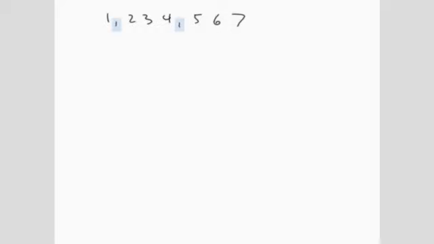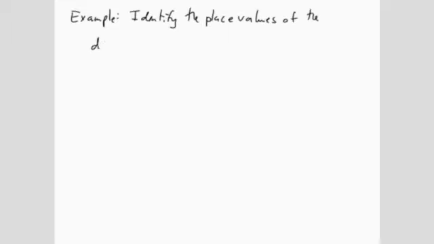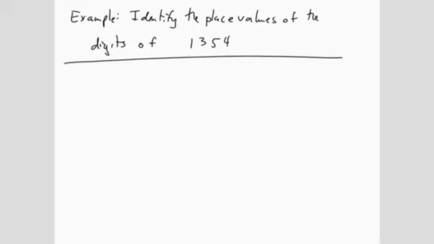The use of commas in a long number is mostly for clarity. They're not strictly necessary, but are definitely helpful for numbers that are 6 digits or longer. Example, identify the place values of the digits of 1,354. All we need to do is to determine the positions of the digits. 1 is in the thousands place, 3 is in the hundreds place, 5 is in the tens place, and 4 is in the ones place.